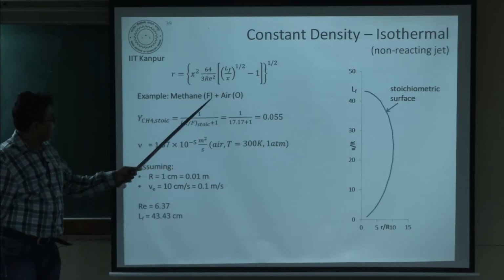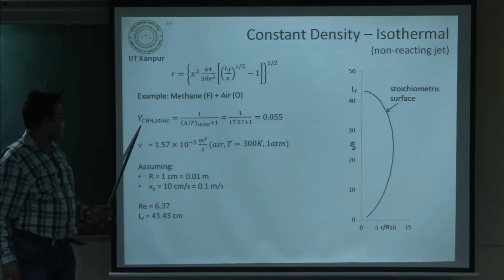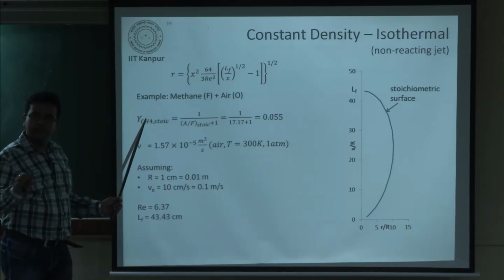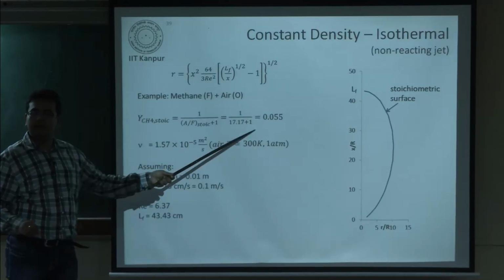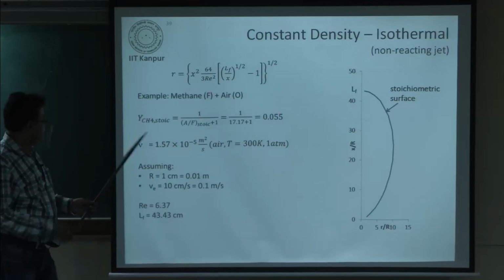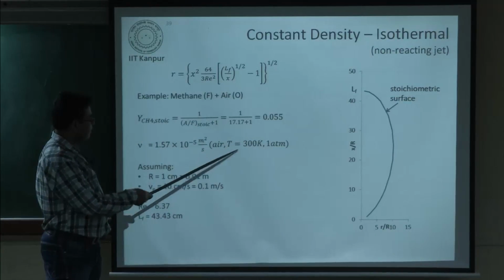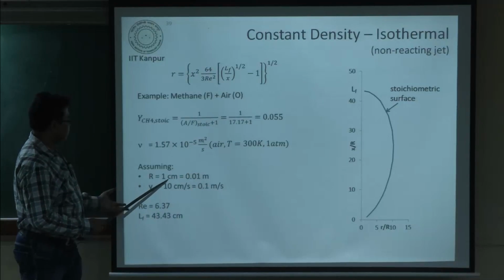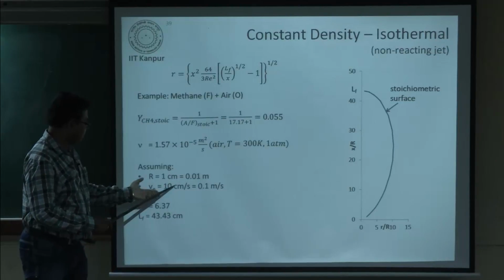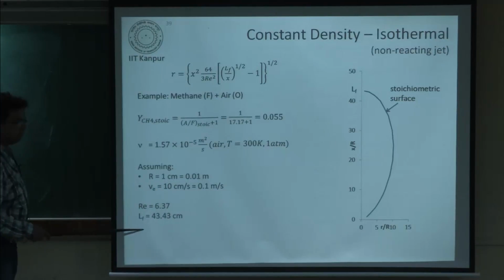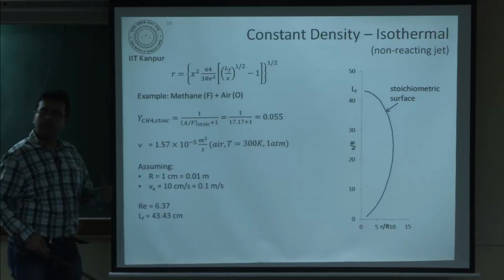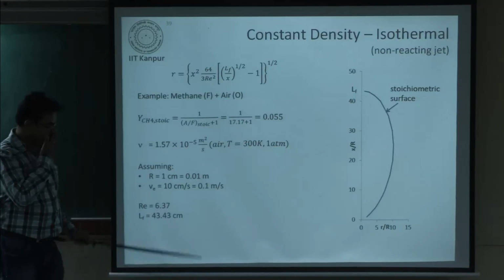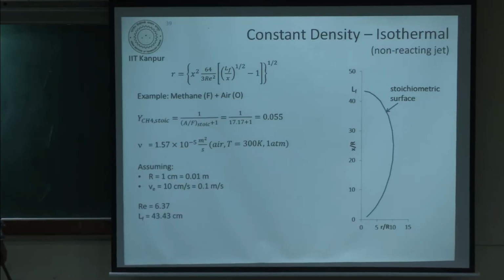You can now take the example of methane and air, and calculate the stoichiometric methane mass fraction. You need to write down the balance equation first, and then from that you can calculate this. It is 0.055, and you know the viscosity of air at 300 Kelvin and 1 atmospheric pressure. If your jet radius is 1 centimeter and the jet velocity is 10 centimeter per second, you can calculate Lf, the distance where your fuel concentration reaches the stoichiometric fuel concentration at the center line. So, this is one example.